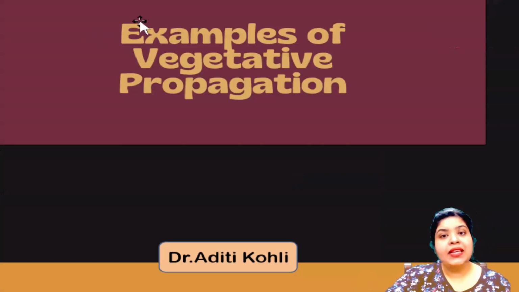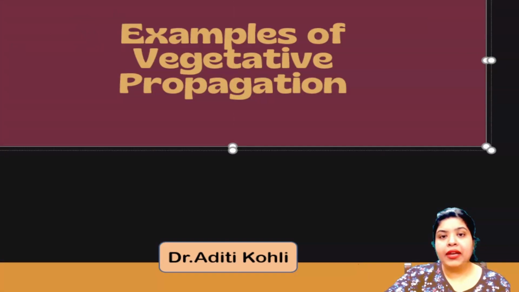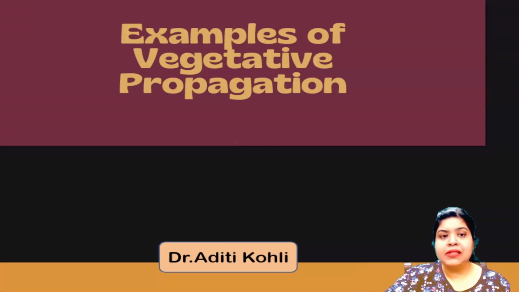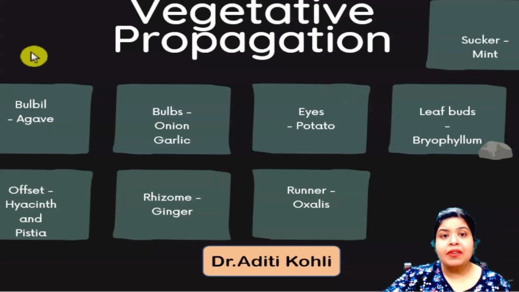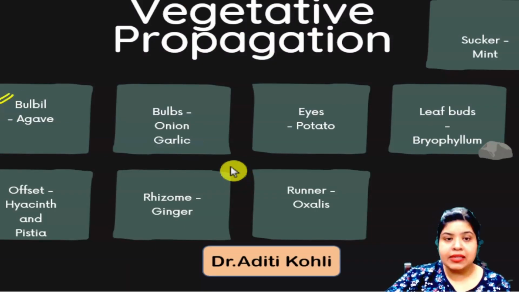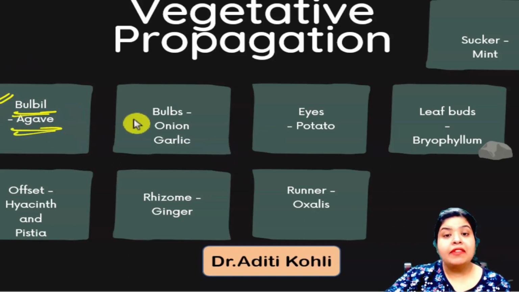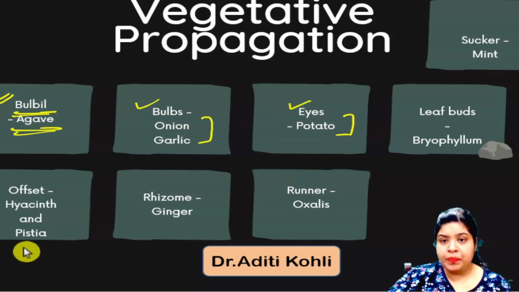Let us see some examples of vegetative propagation. Now, what are the examples of vegetative propagation? Let us see them. We have agave or bulbil, which is the first example. Bulbil is seen in agave. Then we have the bulbs, which are seen in onion and garlic. We have eyes, which are seen in potato.